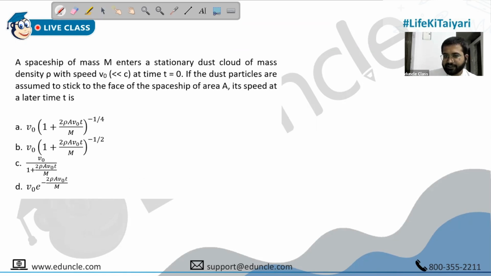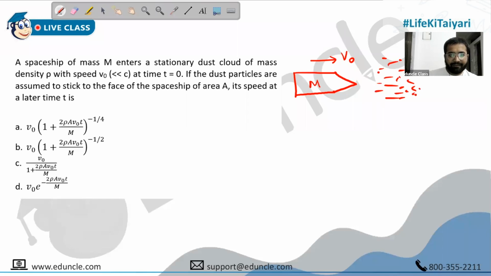Okay, so there is a spaceship, and they have given us that initially it has a mass M and initially it has a speed v0, and now it is going to enter a cloud of dust rho. They have mentioned, if the dust particles are assumed to stick to the face of the spaceship of area capital A, then its speed at a later time t is. So they are asking you the velocity after some time t.